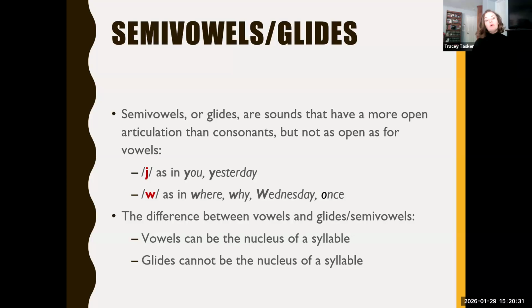It's important to remember that there are some sounds which are still categorized as consonants, so they cannot act as the nucleus of a syllable, but they're made closely like vowels in the vocal tract, so a more open vocal tract than other consonants. So one of them is the y sound, such as in you. And so you don't get tripped up by this, what looks like a lowercase j is actually the IPA symbol for y. And then the w sound, such as in where or why.